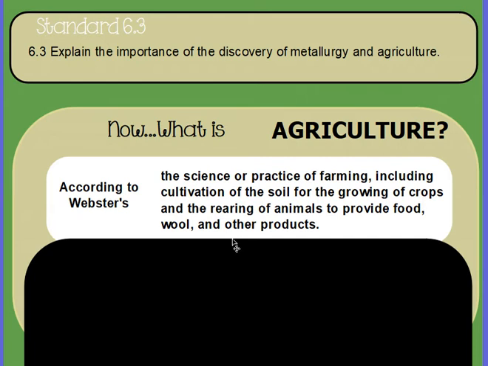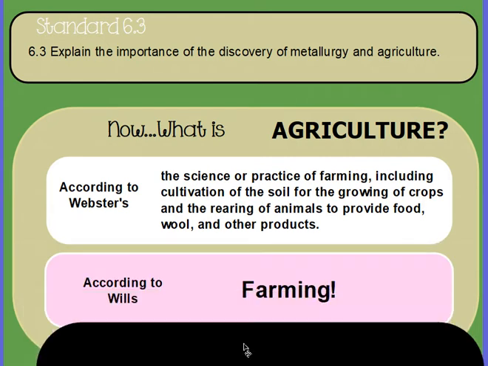You want to hear what Wills's is? Farming. That is what agriculture is. If you work in agriculture, you are more than likely dealing with farming, growing crops, raising animals, providing food, wool, other products. The science or practice of farming. So, agriculture is farming.